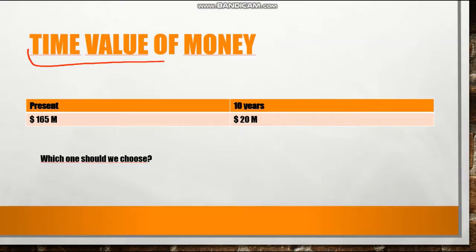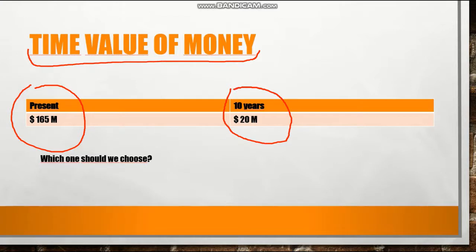In order to understand the time value of money, let's have two comparisons. The first one is the present. If you take 165 million right now, the other one is a given offer for 10 years, where every year you get 20 million. So when you multiply by 10, you are going to get $200 million in 10 years. And in the present, right now, if you take it, it is $165 million. So which one would you take? Or which one should we choose?